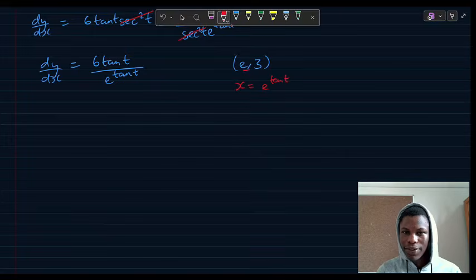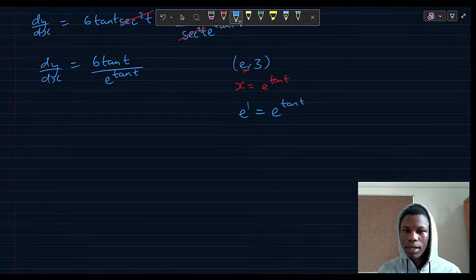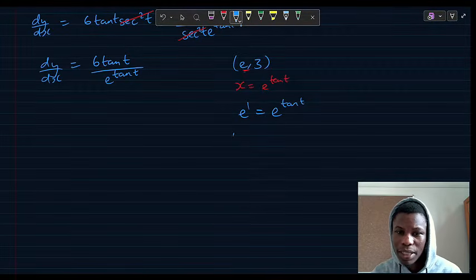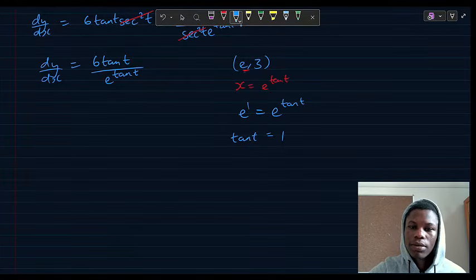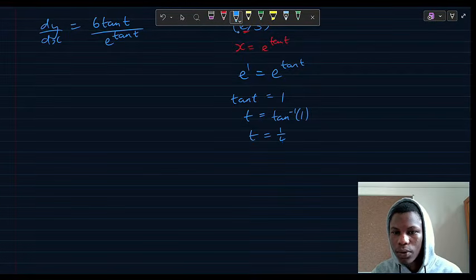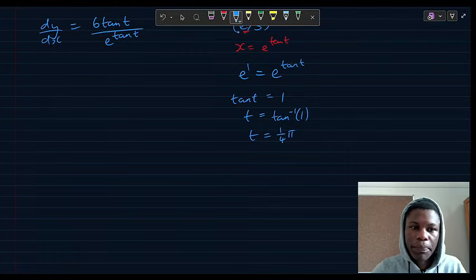Here we know that our x value is e. So we're saying that e has to be equal to e to the tan t. This is e to the 1. E to the 1 is equal to e to the tan t. So the bases are the same, so it means that the powers have to be the same. So tan t has to be equal to 1. So t has to be equal to arctan of 1. If you do arctan of 1, you're going to get a quarter pi. So that means our t here has to be a quarter pi.